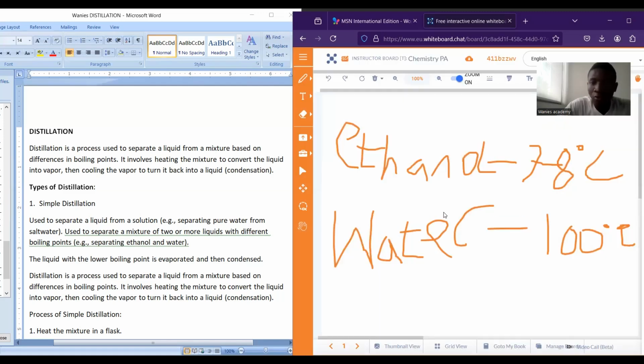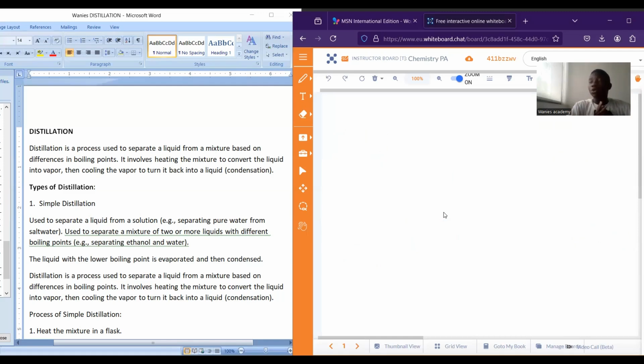When we are distilling, we have some apparatus we use: the distillation flask, the Bunsen burner, the wire gauze, the conical flask, and the condenser. On our mixture of ethanol and water, we put it inside the what? The distillation flask. This is our distillation flask. It usually has a mouth here. I also need a thermometer and a cork.